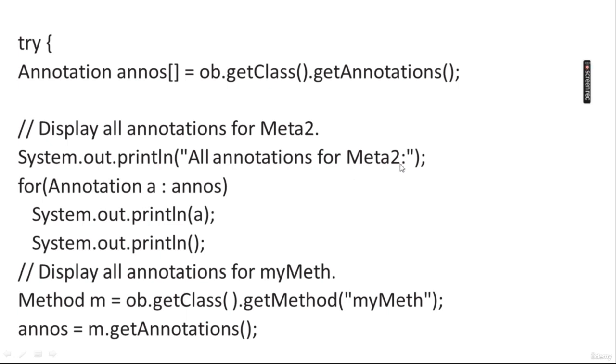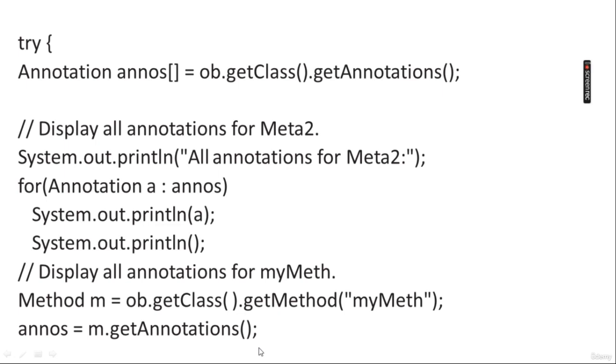Now all annotations for Meta2. For each annotation a, I am iterating through the annotations. An Annotation object is created, the annotation array is passed to iterate one by one, all indexes are stored into a, and each is printed using System.out.println. Now display all annotations for myMethod. Method m is equal to object.getClass().getMethod("myMethod"). I am acquiring myMethod here and it will be stored in method m.